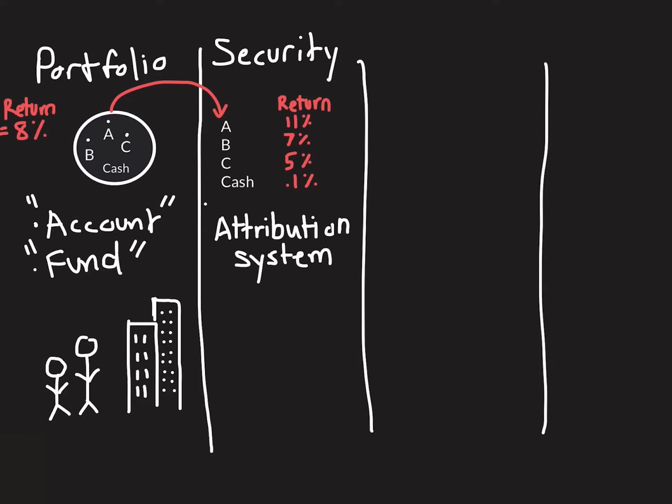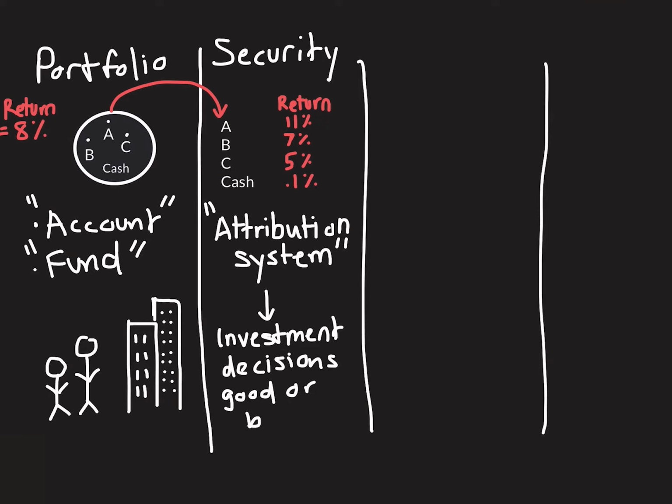But I want to mention something called an attribution system, because you might hear about these systems. Attribution systems use security level returns to try to show whether the decisions to hold the securities were good or bad. For example, a portfolio manager may have decided to hold a lot of technology stocks, and the attribution system would show whether that was a good or bad decision based on how those stocks did.